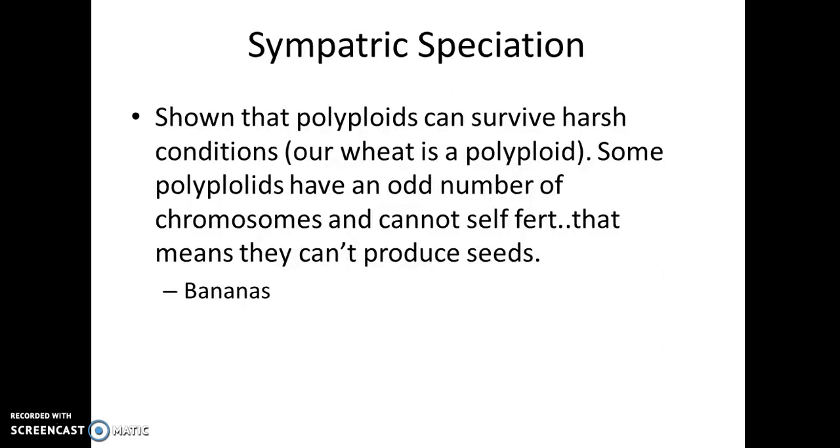So sympatric speciation shows that polyploids can survive harsh conditions. After all, our wheat is a polyploid. Some polyploids have an odd number of chromosomes and cannot self-fertilize. That means you cannot produce seeds. And bananas, the ones that we love, the ones that will disappear because of the fungal infection that will kill the monoculture. The bananas we love have vestigial seeds, the little black lines in the banana that we eat.